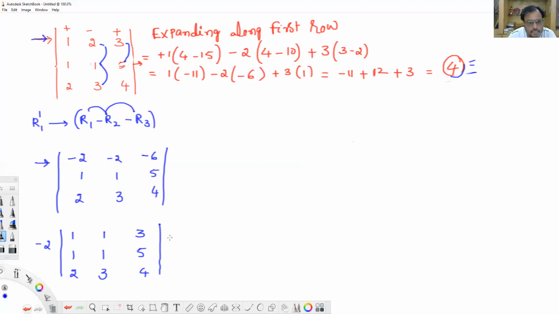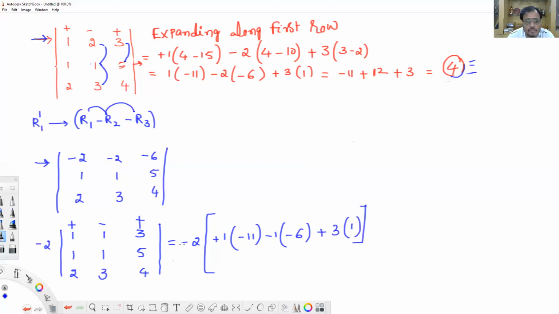So 2 is here, minus 2 is totally outside. You can go for it. Minus 2. Now we expand it through the first one. After doing, what is the change? Plus 1. Plus 1. Fast it is. 4, directly I'll write here. 4 minus 15, that is minus 11. Minus 1. So minus 1 into minus 1, vertical and horizontal, 4 minus 10. 4 minus 10 is minus 6, plus 3. Plus 3 into 3 minus 2, 1.